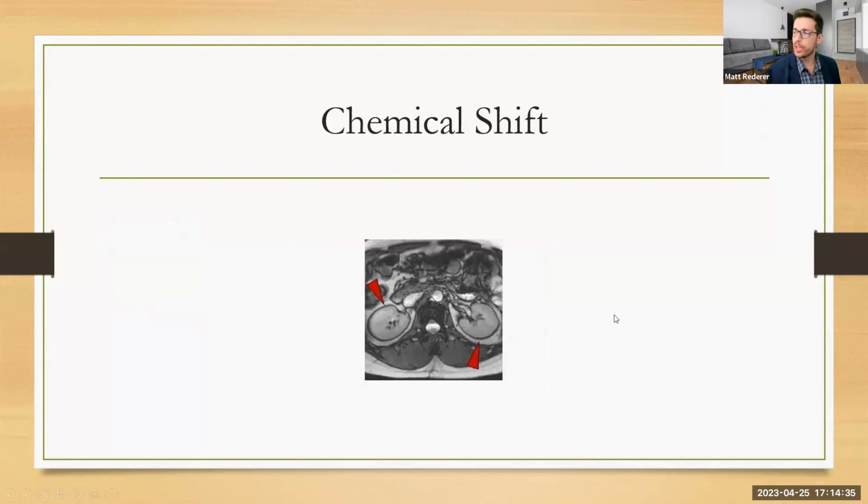This is called chemical shift artifact. We don't want to see these dark lines around structures in most situations. Sometimes we do, but most of the time, this is an artifact that we see in our image where we see these dark bands around our organs where fat and water meet. So fatty tissue meets water tissue, we get this dark border. And that is an artifact that we see in our image.